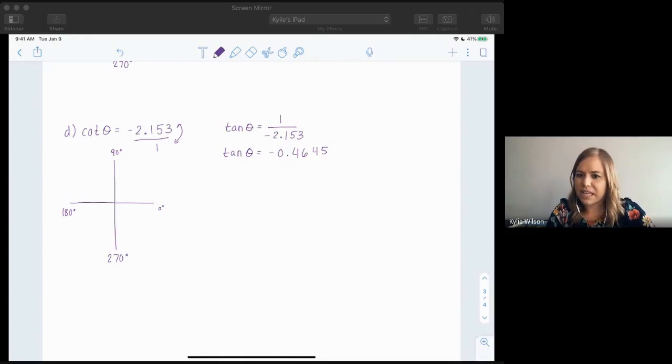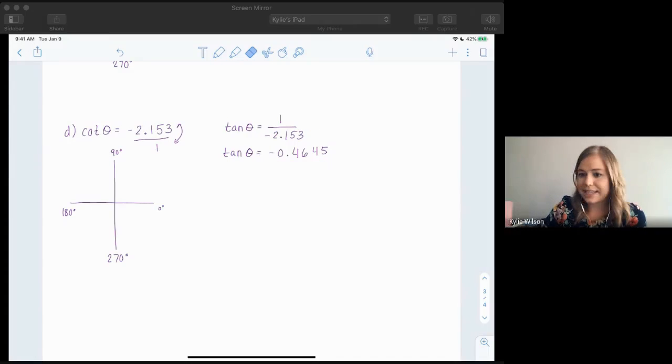Ethan's question was, how did I get the negative 0.4645? I just put this into my calculator. I just did 1 divided by negative 2.153, and I got this. So that's where that came from.